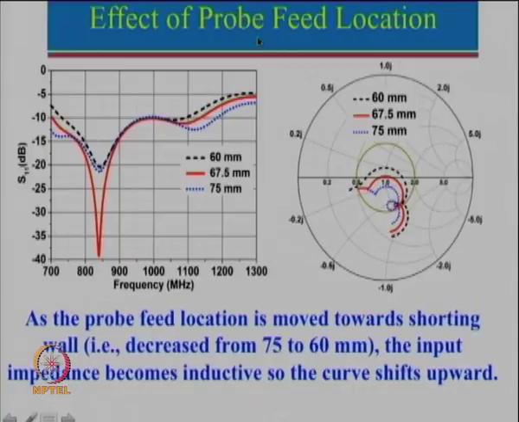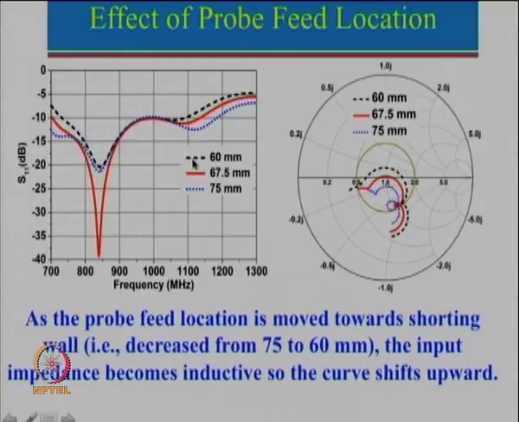Then let's look at the effect of the probe feed location. What we have shown here is for three different values of the probe feed location: 60, 67.5, and 75. These are approximately equal to lambda g by 4 at the desired frequency. By changing the probe feed location, actually there is no change in the frequency. However, there is a significant change in the impedance plot.